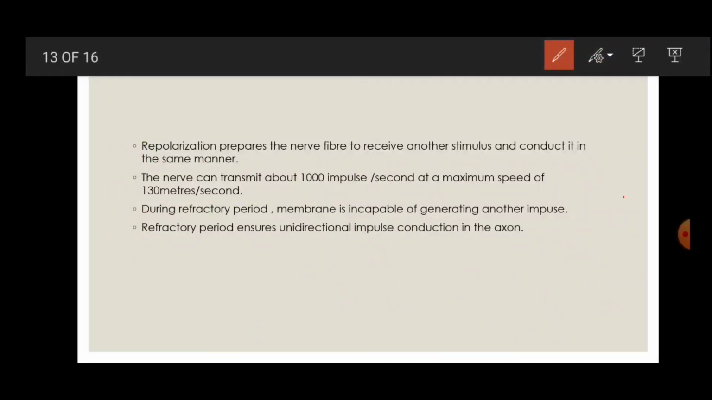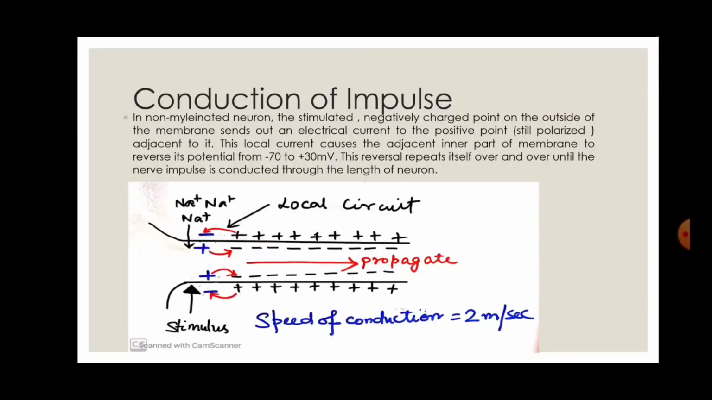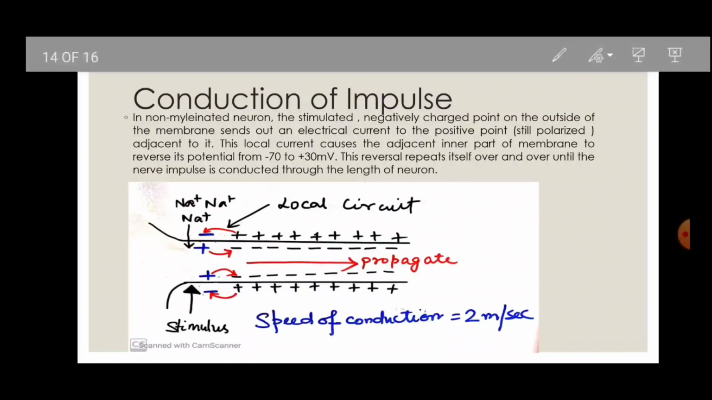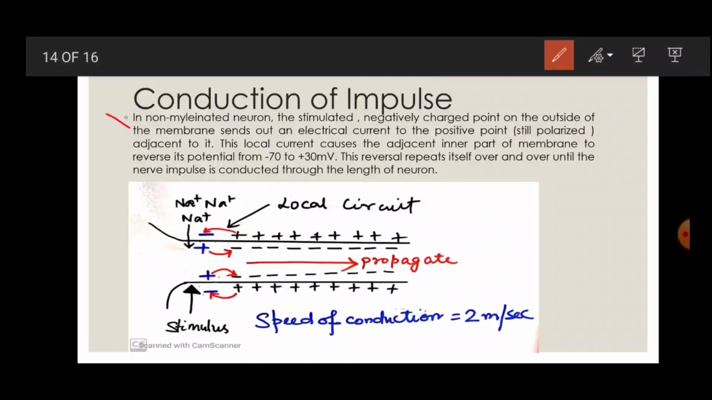Now let's look at another slide. It is regarding the conduction of impulse. We have already seen so much about the generation of the impulse. Now let's talk about the conduction of the impulse. So far we have been talking about the non-myelinated neuron, where you have seen that inside it is negatively charged and outside it is positively charged in the resting condition.